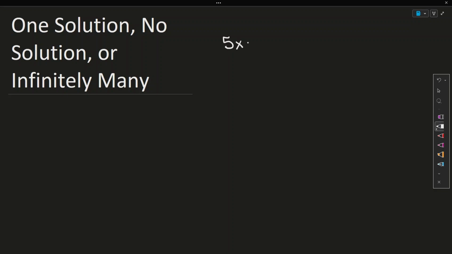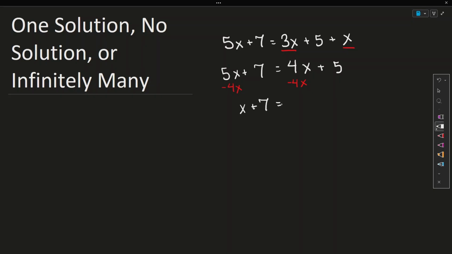First, 5x plus 7 equal to 3x plus 5 plus x. Let's start by combining terms on the right-hand side. 3x plus x is 4x. So we have 5x plus 7 on the left and 4x plus 5 on the right. Next, let's subtract 4x from both sides. When we do that, the left-hand side becomes x plus 7, the right-hand side becomes 5.